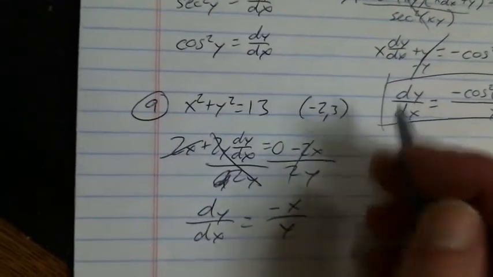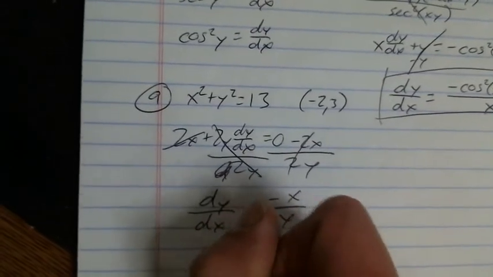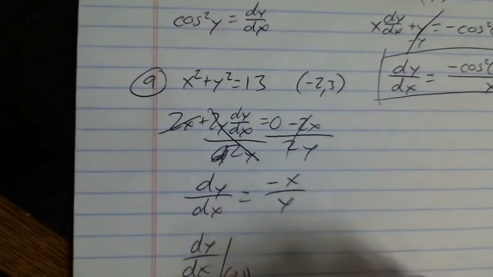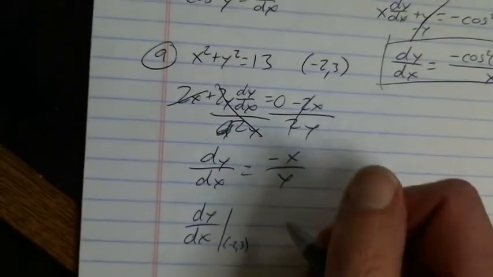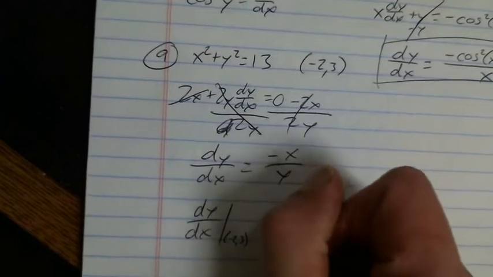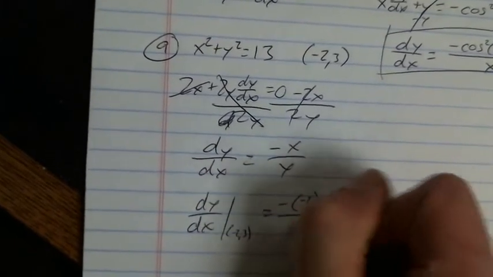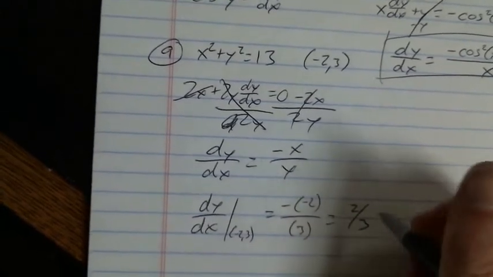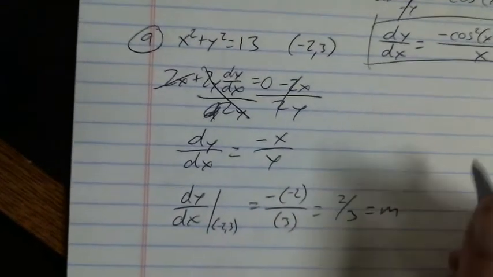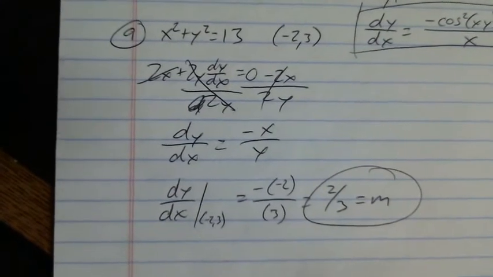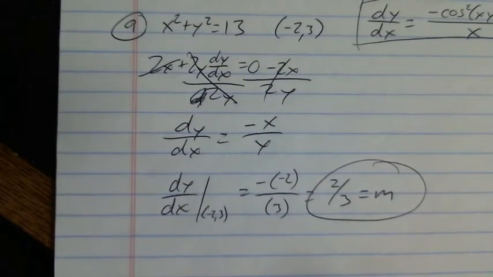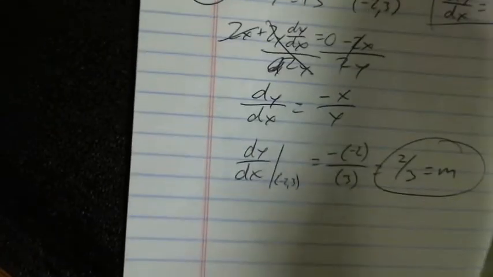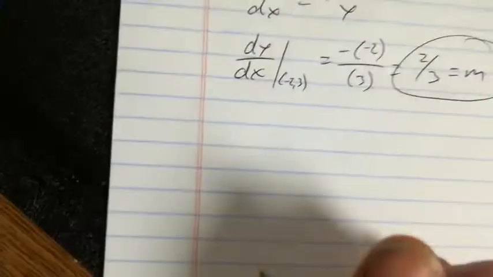All right, here's our x and y. So our dy/dx evaluated at negative 2, 3 is going to be negative negative 2 over 3 equals 2/3, our slope at the indicated point. Number 10. Whoops, not number 10. Number 11.